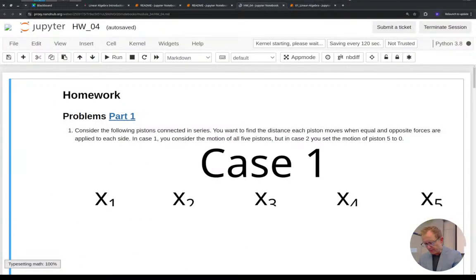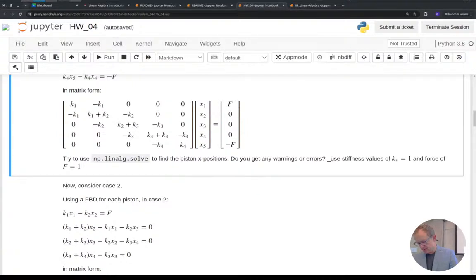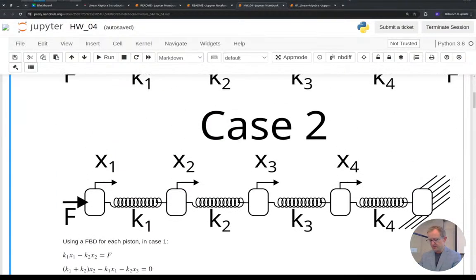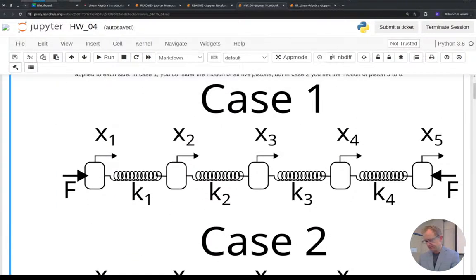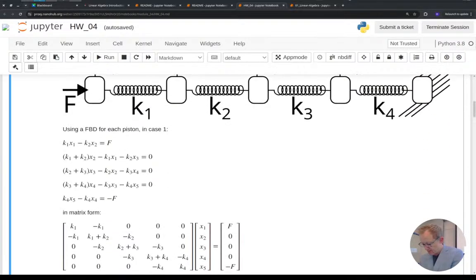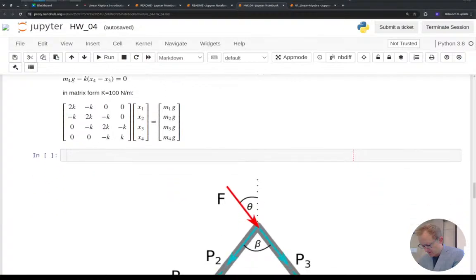Yeah, if you're wondering how all this connects into homework, in this first problem, we should see that this solution is singular in case 1, versus case 2, which is a very easy linear algebra problem to solve.